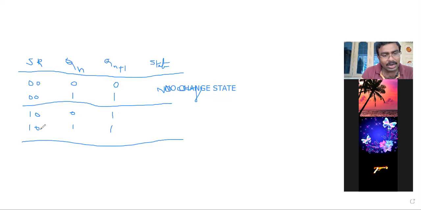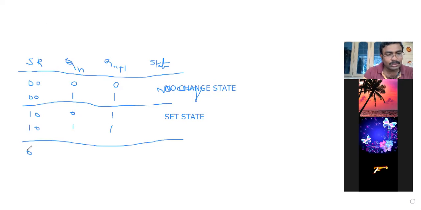Guys, this is exactly right. When S equal to 1 and R equal to 0 is taken, your output must always be 1. It must always be 1. That is a mandatory case. And we call this state the set state. Whenever set is high, the output must be 1, and that state we call the set state. Now let me go for the next condition, guys.